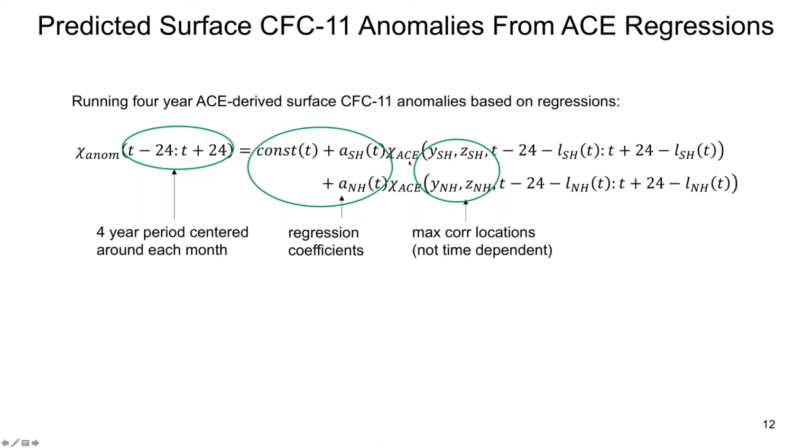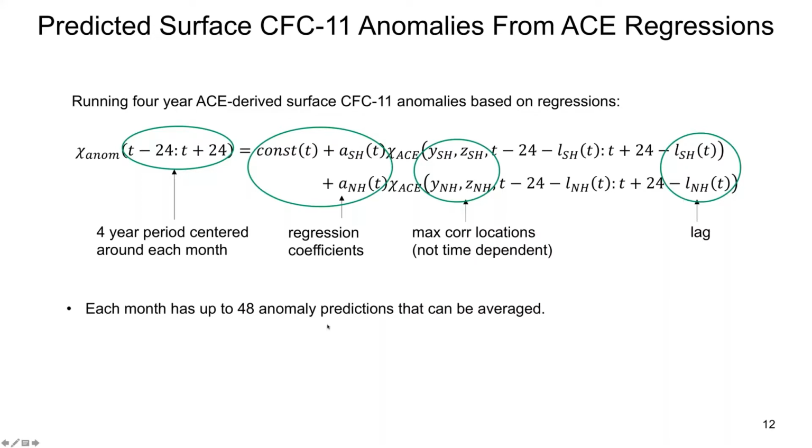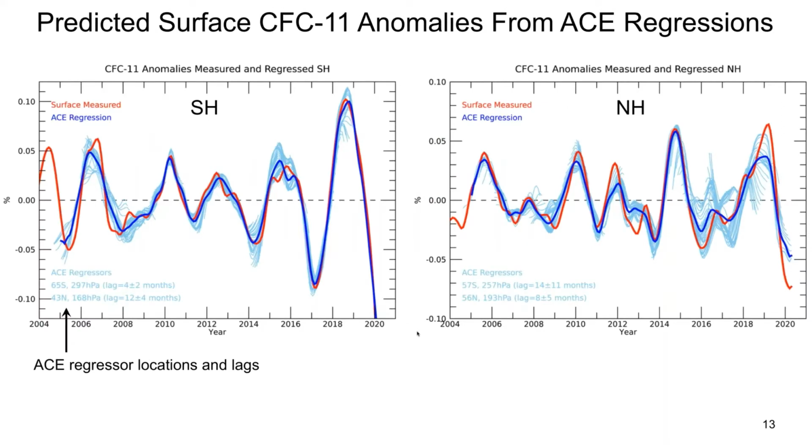So these are the time series for each of the ACE locations up in the stratosphere. And then we've variably lagged those stratospheric locations based on the southern and northern hemisphere individually. All right, so what we end up with is each month, because we have this overlapping running correlation and regression, we have 48 anomaly predictions that can be averaged for each month of the time series. And so that's what I'm going to show here, the prediction.